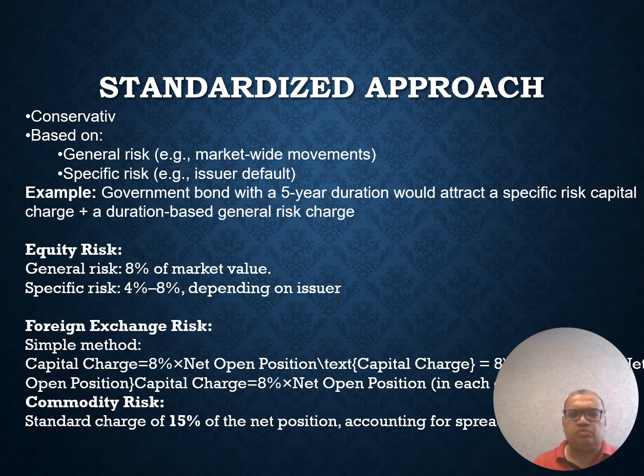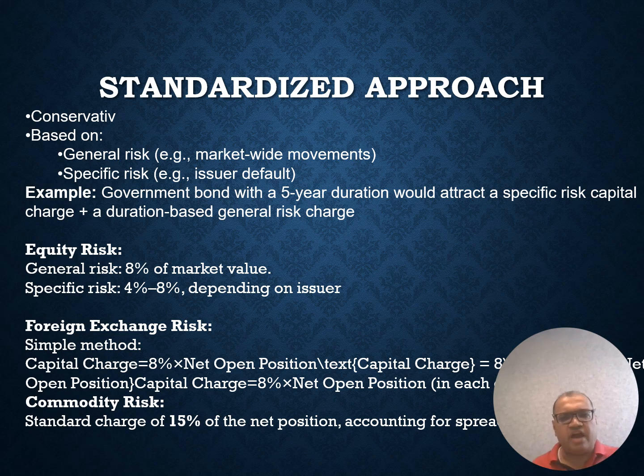Now let's see how this works out. In equity risk, you have general risk of 8% of market value and specific risk of 4 to 8% depending on the issuer. We will understand this in an example. Foreign exchange risk was a very simple method: a capital charge of 8% of the net open exposure. Commodity risk is 15% of the net open position, accounting for spread and basis risk.